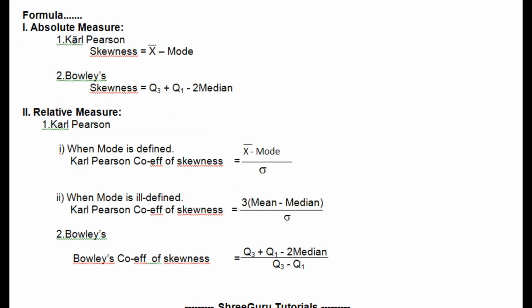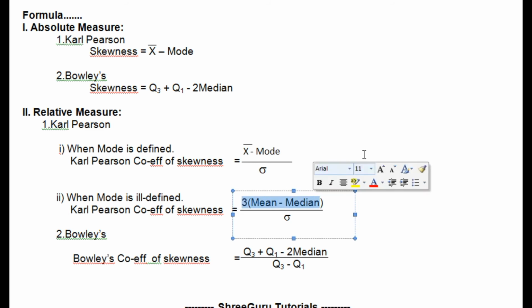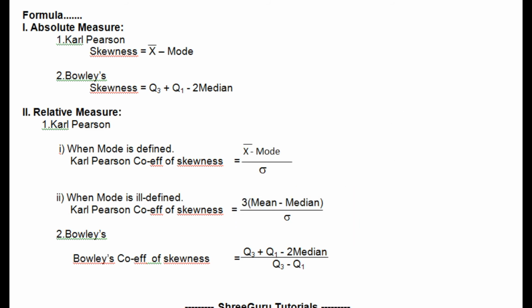Move to the formula now. Absolute measure and relative measure. Here also absolute and relative are there, but in most exams they ask relative only, right? So what is the formula for Karl Pearson? Mean minus mode divided by standard deviation. And sometimes the mode is not possible to find. In that case, you need to use 3 median minus 2 mean. Don't think that when the mode is not possible to find, one more formula is there. Mode equals 3 median minus 2 mean. This formula is not applicable. Remember this for this chapter.